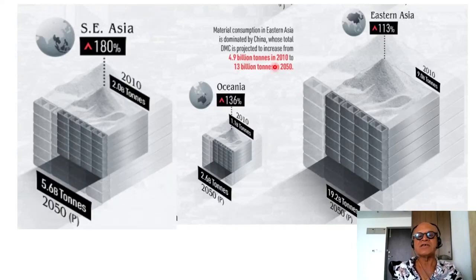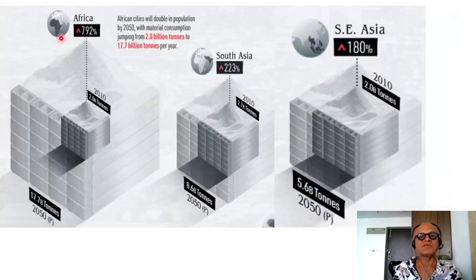Material consumption in Eastern Asia is dominated by China, so that includes, here, but includes Japan and Mongolia as well. I think also some eastern parts of China, maybe small East Asian countries, whose total domestic material consumption is projected to increase from 4.9 billion tons in 2010 to 13 billion tons by 2050, which is 113%. So China has already grown tremendously, so you can imagine that its projection for 2050 is only 113%, as opposed to, for example, Southeast Asia, which is at 180%, Africa, which is at 792%, South Asia, which is at 223%, and so on.